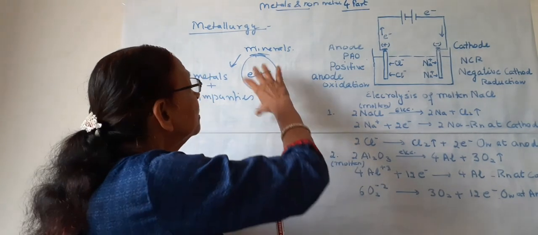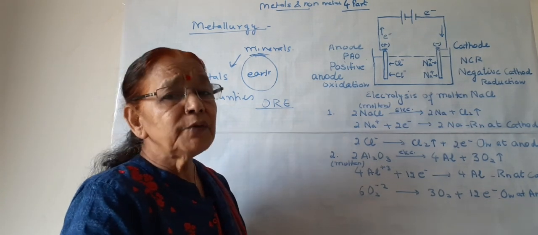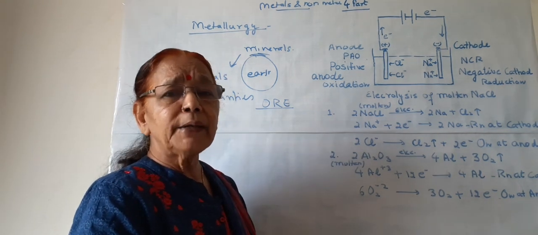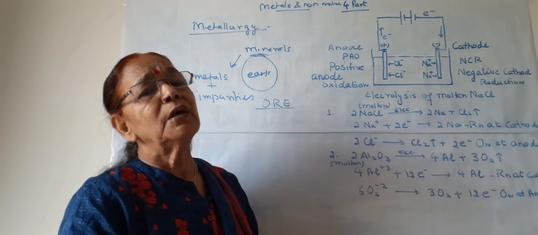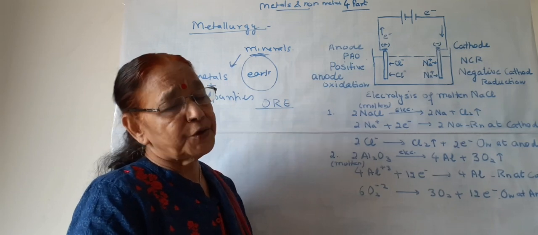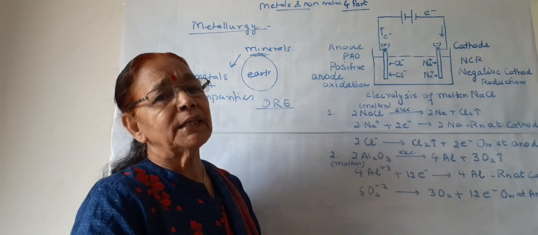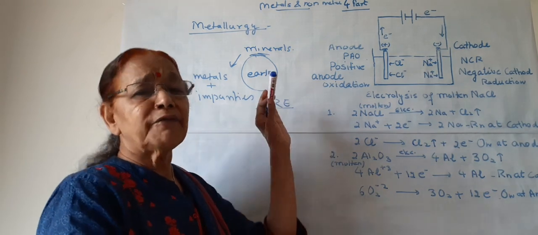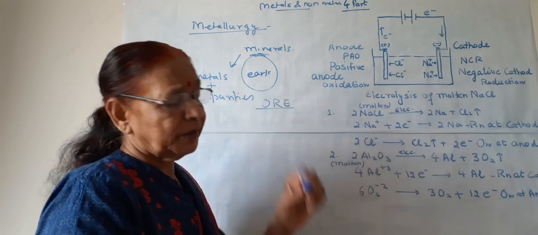This is one thing. So in the earth crust these metals are present, and in seawater also we can have sodium chloride or salt dissolved. Magnesium chloride is also dissolved in seawater. So from seawater also we can have sodium and magnesium. Both of these are metals. So from seawater also sodium and magnesium can be extracted. But mainly the metals are found in the form of minerals in the earth crust.